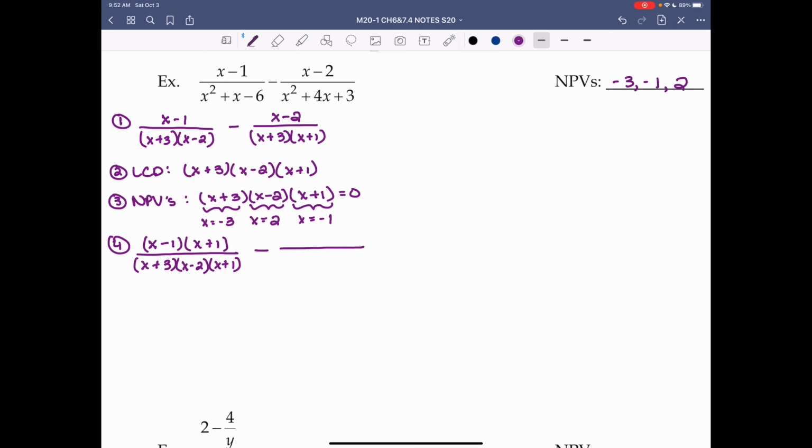Second fraction, x minus 2 over (x plus 3)(x plus 1). We're missing the x minus 2 factor, so we need to multiply that to top and bottom: (x minus 2)(x minus 2) over (x plus 3)(x minus 2)(x plus 1). Write this in one fraction: (x minus 1)(x plus 1) minus (x minus 2)(x minus 2).